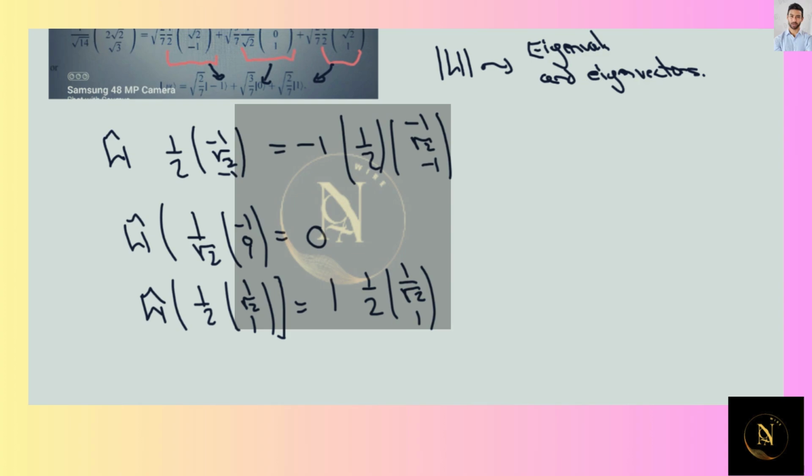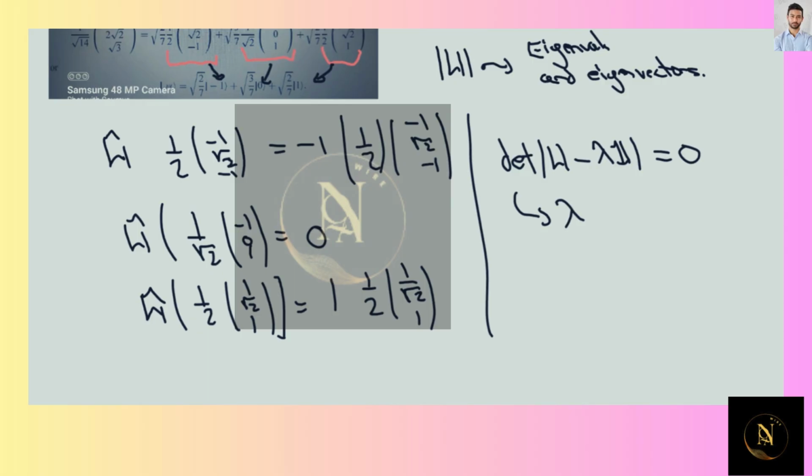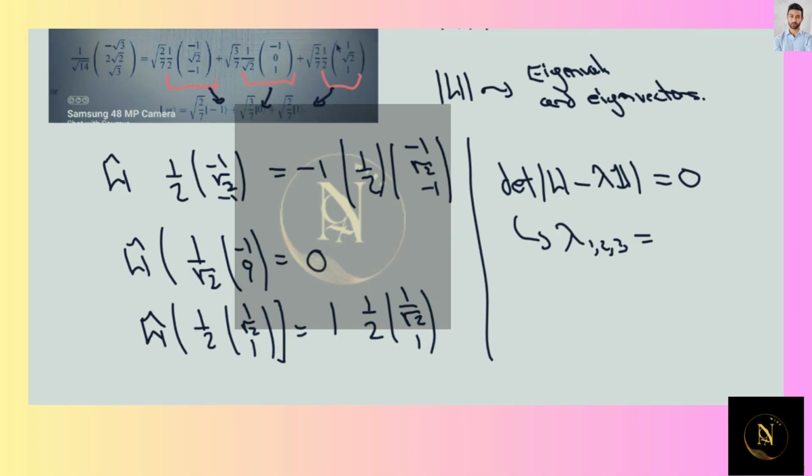So in general, whenever we have this equation, we can find the eigenvalues and eigenvectors from the determinant of the matrix representation of the Hamiltonian minus lambda times the identity. This is going to be equal to 0. This is going to give you solutions for lambdas, in this case lambda 1, lambda 2, and lambda 3, which are the values that are given to you. And upon substitution into your secular equation, the determinant, what you're going to get is the corresponding eigenvectors.